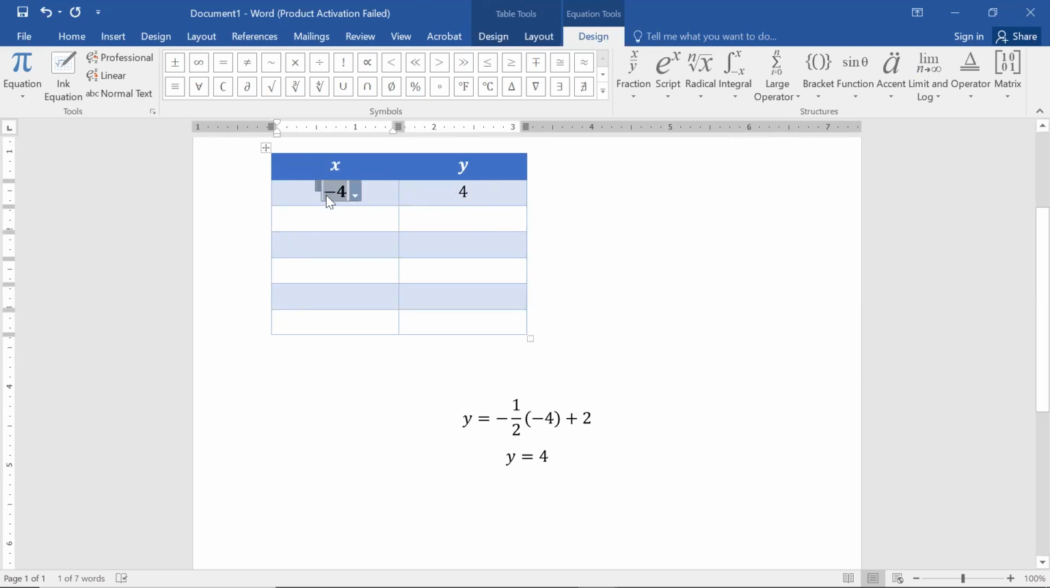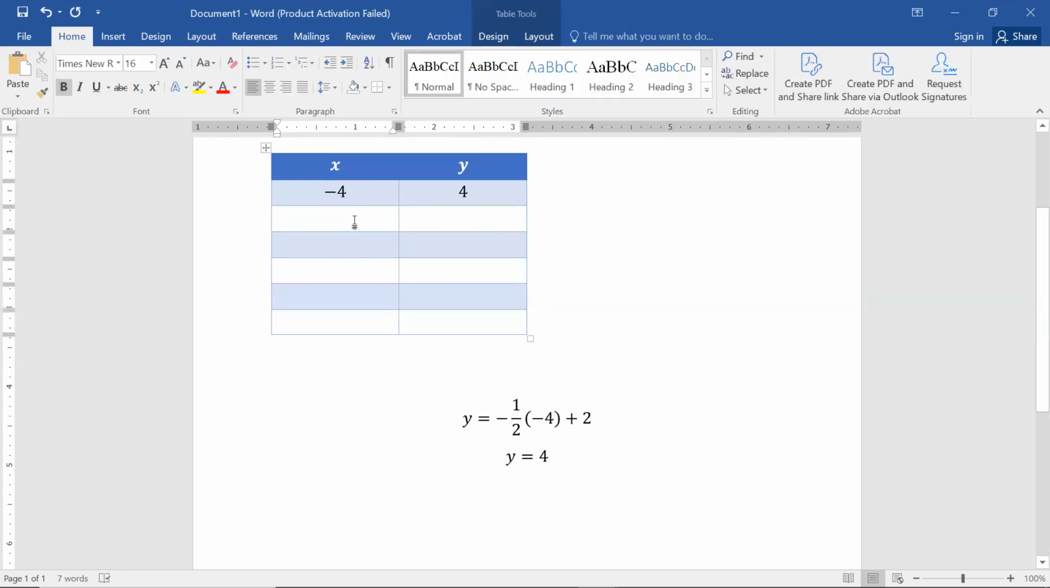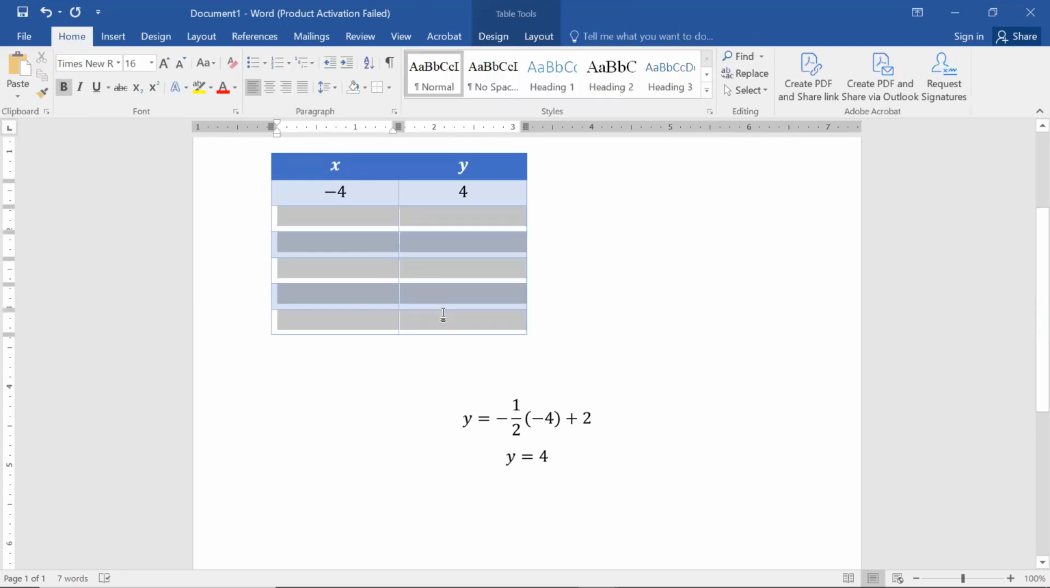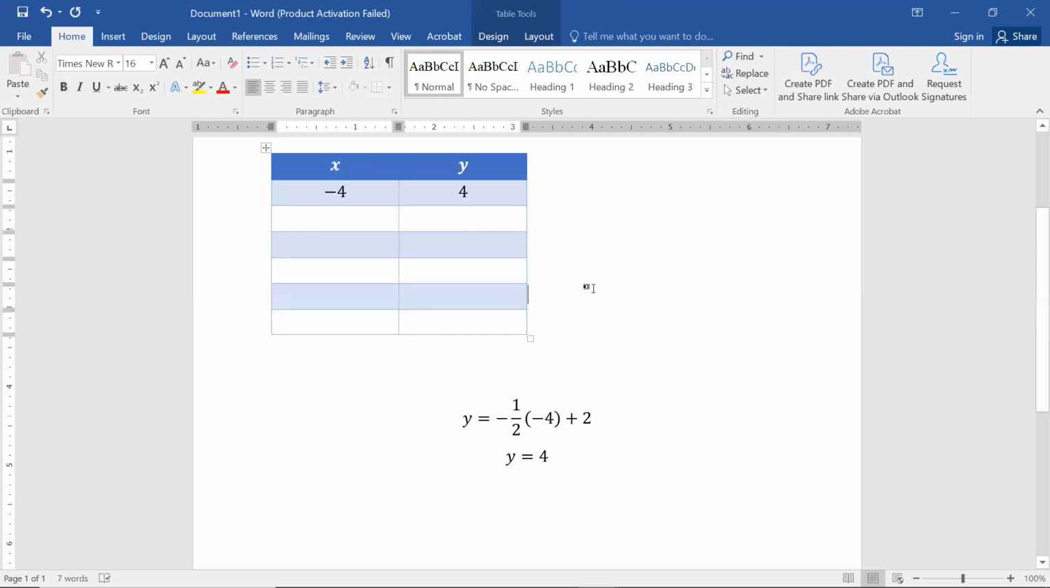Not sure why that is bolded, so I'll unbold that number. In fact, all of them are bolded. Huh. So that yields the point negative 4, 4.